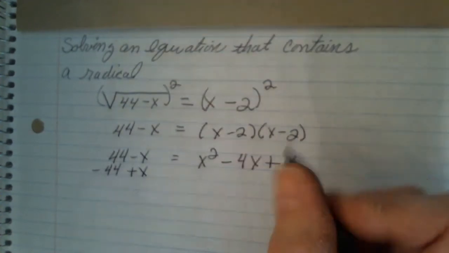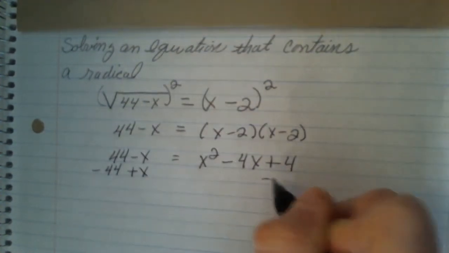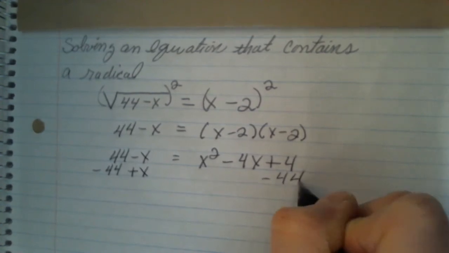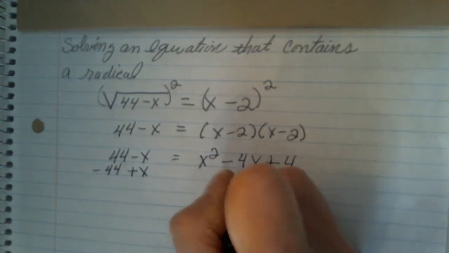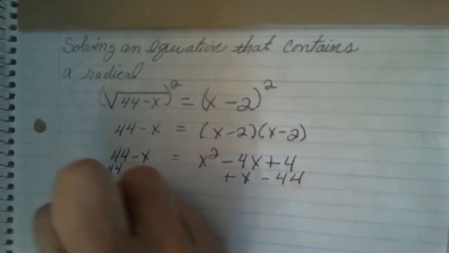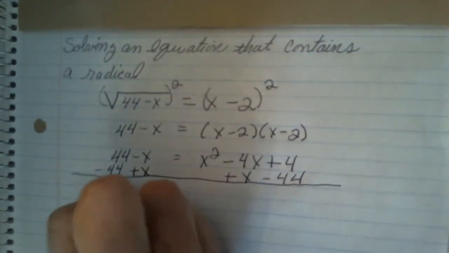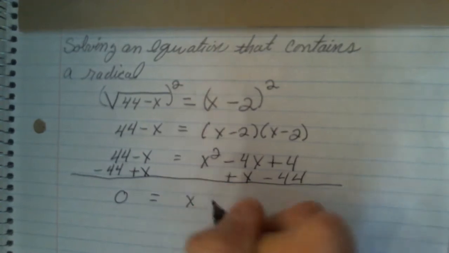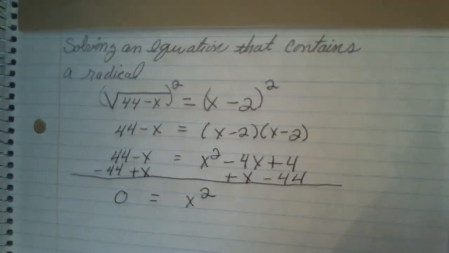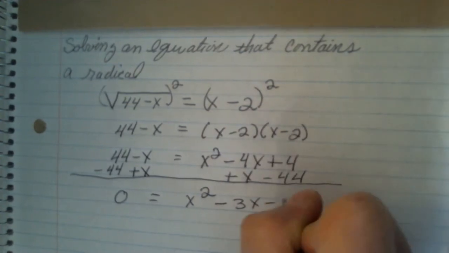But if I do it to one side, I have to do it to the other side. So if I'm subtracting 44 from here, I have to subtract 44 from the other side as well. If I'm adding x on the left, I have to add x on the right as well. Whenever you have an equation, you have to do the same thing to both sides to keep it equal. Now I have a quadratic equation, x squared minus 3x minus 40.